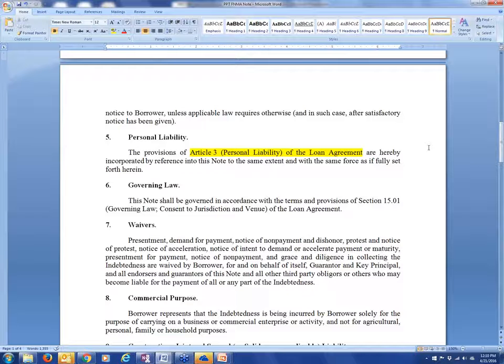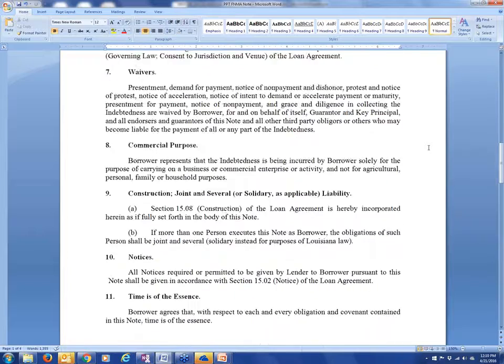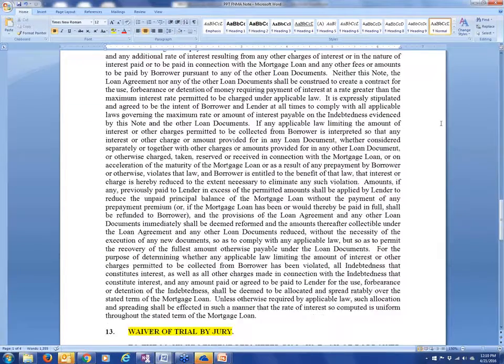Okay, but look at here. It talks about personal liability. The provisions of Article 3 of the loan agreement are hereby incorporated by reference into this note to the same extent with the same force as is fully set forth herein. Now, this personal liability, I thought my mortgage broker told me I was getting a non-recourse loan. I better read this section and understand what they're talking about, right? Okay, so then we scroll on down, and let me find what else.